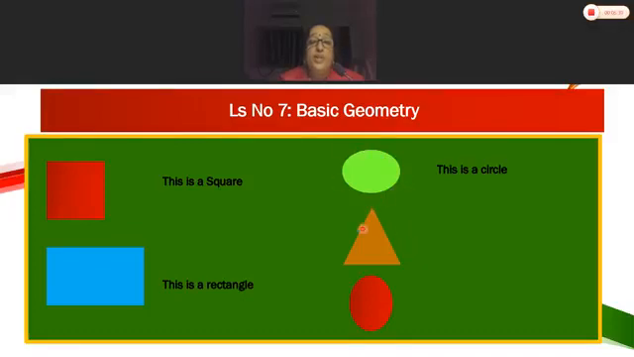Now next, with the orange one, what is here, children? This is a triangle. Very good. 3 corners and 3 sides. Now here it is an oval shape. Yes, this is an oval. It has 0 corners or sides. Okay. So we have seen all the basic shapes, that is square, rectangle, circle, triangle, oval.